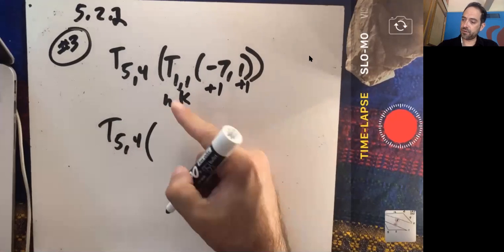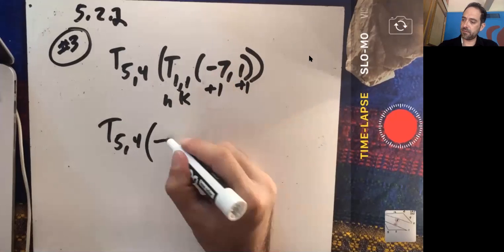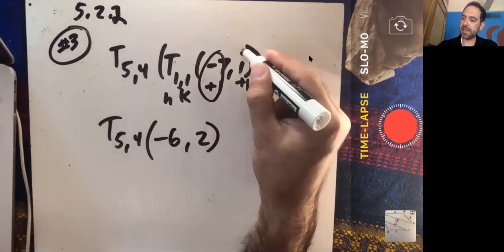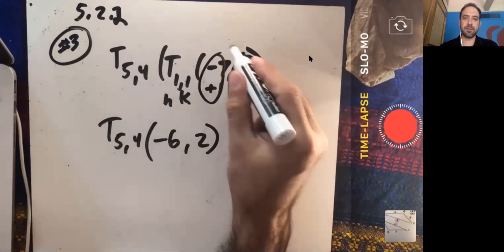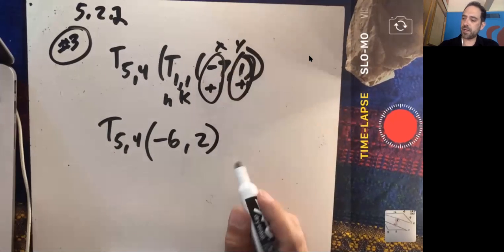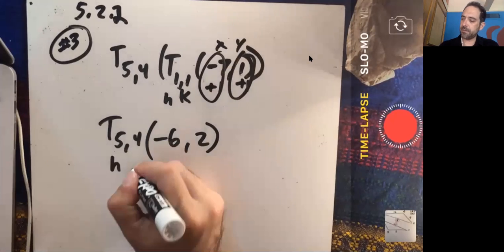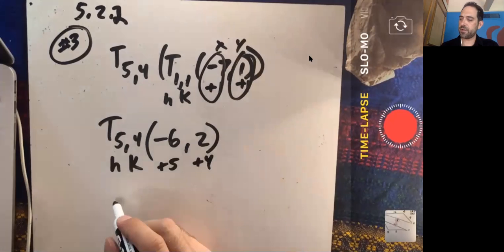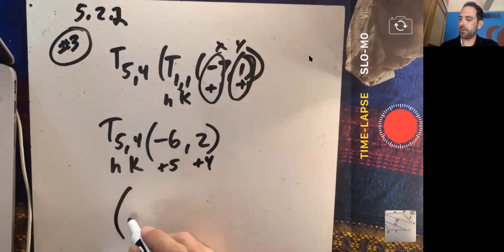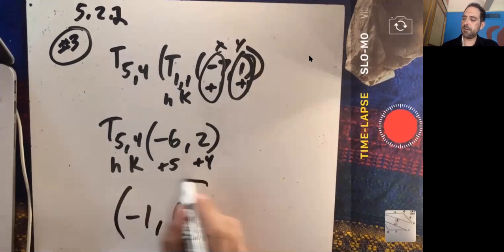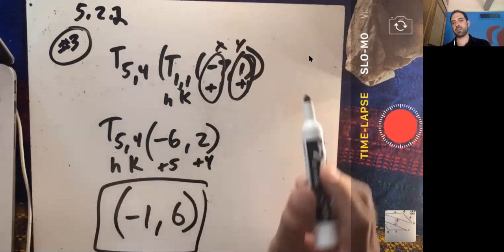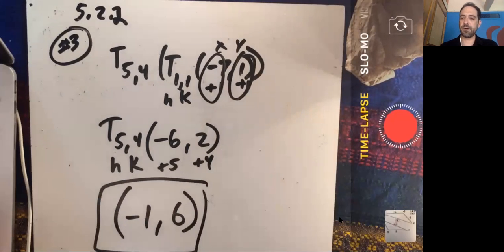After we did our first translation, we end up with -6, 2. I just combined these, adding my H and K to my X and my Y. Now we have to translate this H and K, so I'm going to add 5 and add 4. So we get our final transformation, and we end up at -1, 6. Done. When you have a triangle, you should have more than one vertex, so you'd be doing this 3 times, because a triangle has 3 vertices.